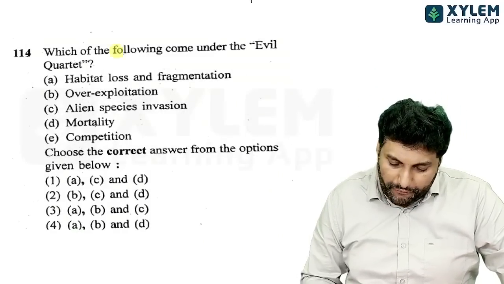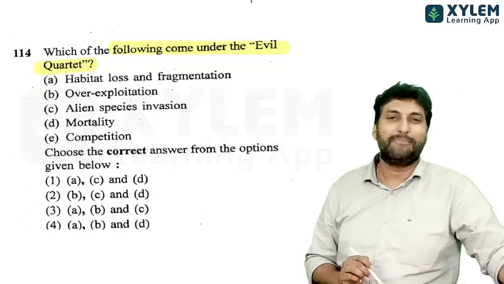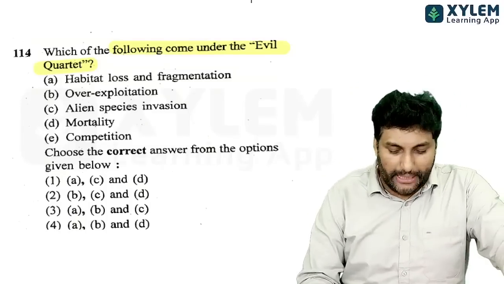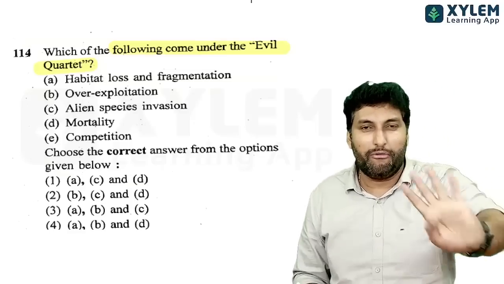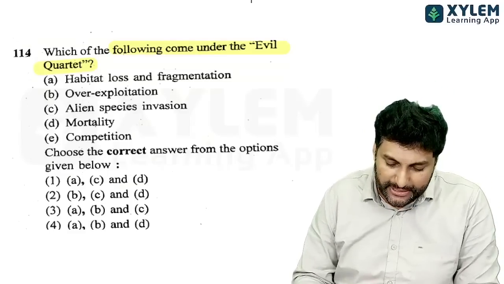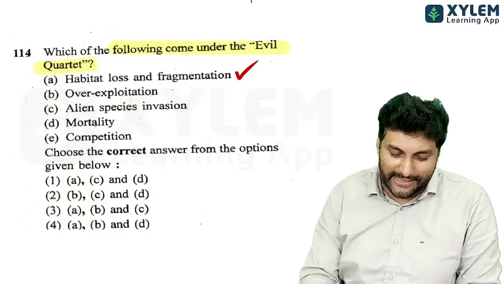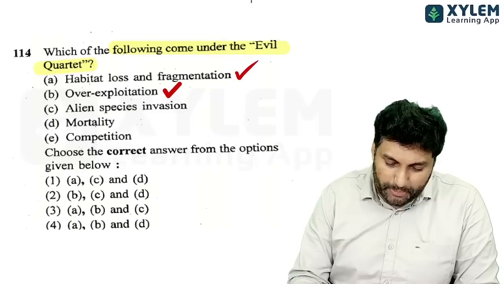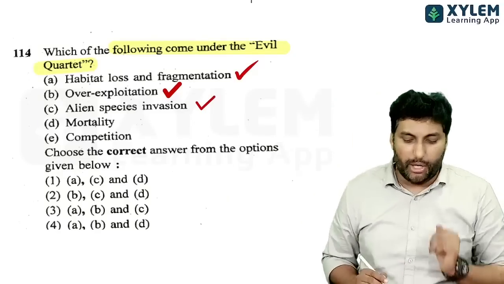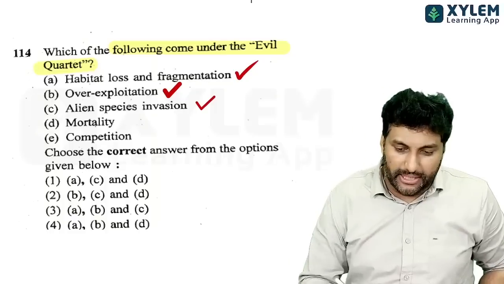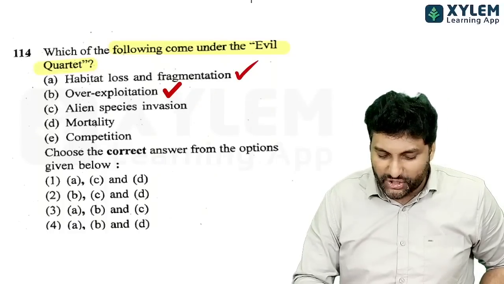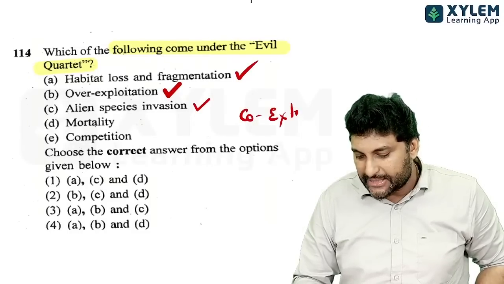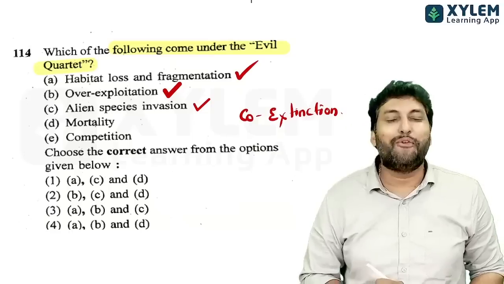Which one of the following comes under evil quartet? Actually, this evil quartet means the destruction of biodiversity. You know that the destruction of biodiversity has four causes. One thing is habitat loss and fragmentation. Second one is overexploitation. Third one is alien species invasion. All the 3 things are correct. But the 4th one comes as co-extinction. Okay, that is the 4th one.